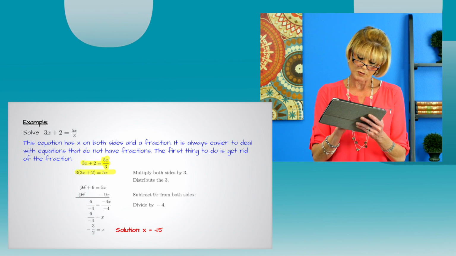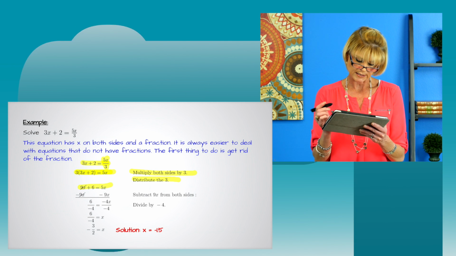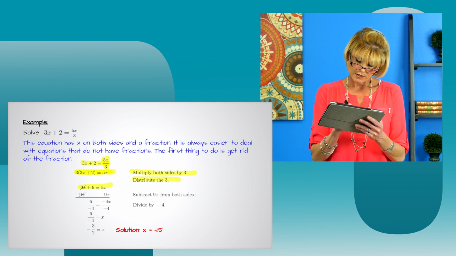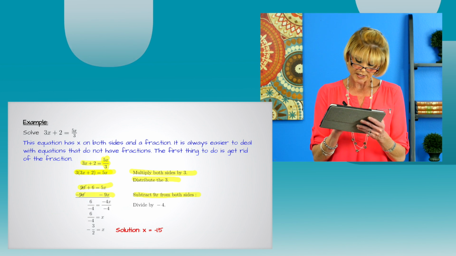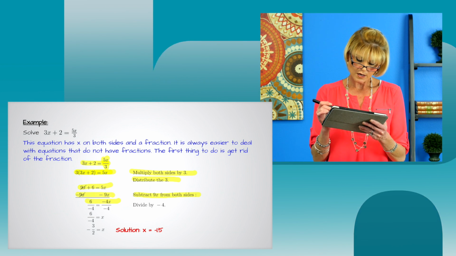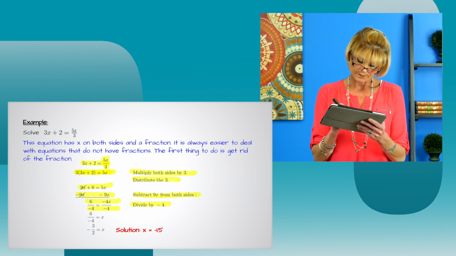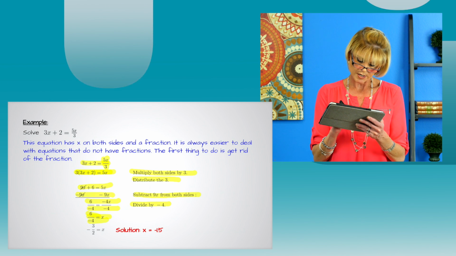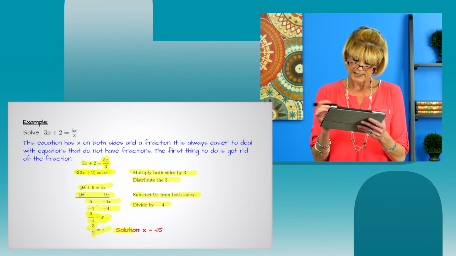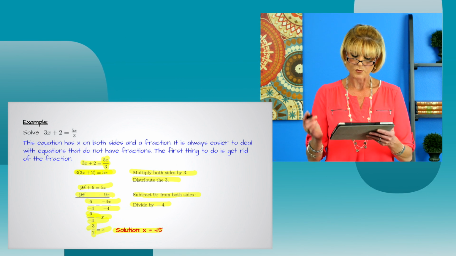So the first thing we do is we multiply both sides by 3, distribute the 3. We get 9x plus 6 equals 5x. We're going to subtract 9x from both sides. We get 6 equals negative 4x. We're going to divide both sides by negative 4, and we have 6 over negative 4 equals x, or negative 3 over 2 equals x. So the solution is actually going to be x equals negative 1.5.